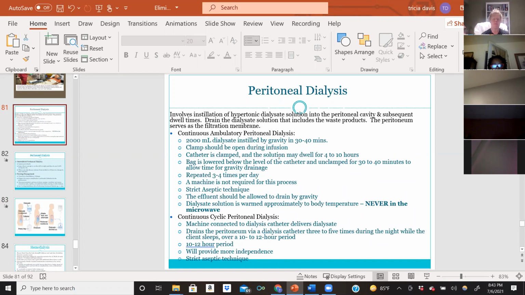After that time, you hook them back up. The bag is lowered. So you want kind of like your Foley, it's below the level of the catheter in your abdomen. You unclamp it, usually about 30 to 40 minutes, and it allows the gravity to drain into the bag. So it's done by gravity. This is repeated 3 to 4 times a day. A machine is not required for this process.